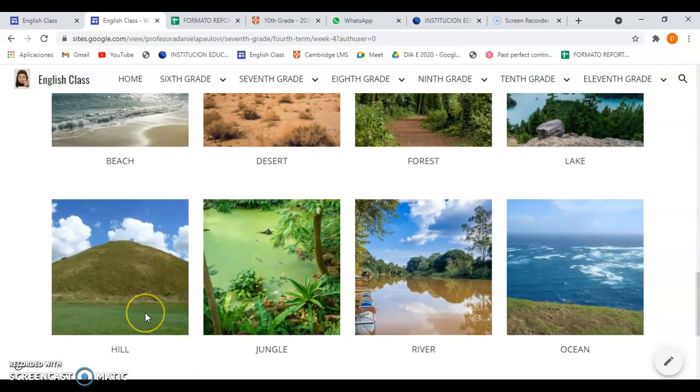Here we have hill, una colina, que es diferente a una montaña, hill. Then we have the jungle, que es diferente al forest, que es el bosque. Why is different? Porque la jungle es más espesa, hay animales más salvajes, jungle. Then we have the river, que es el río. Then we have the ocean, o el sea.